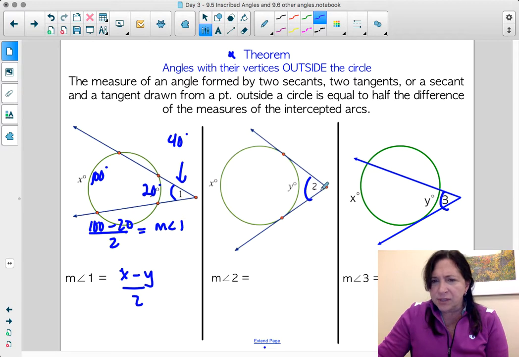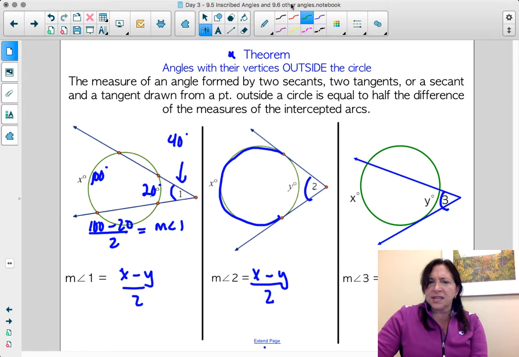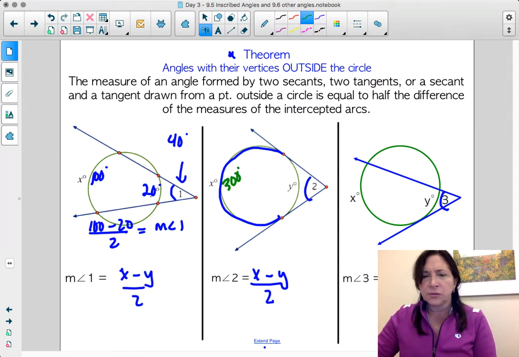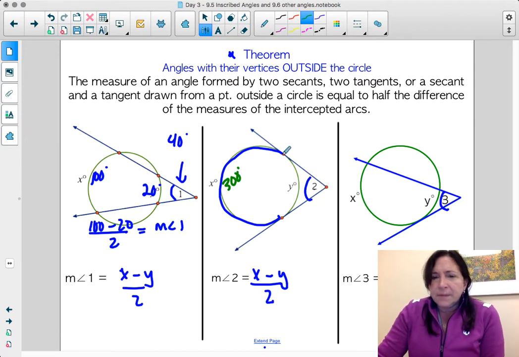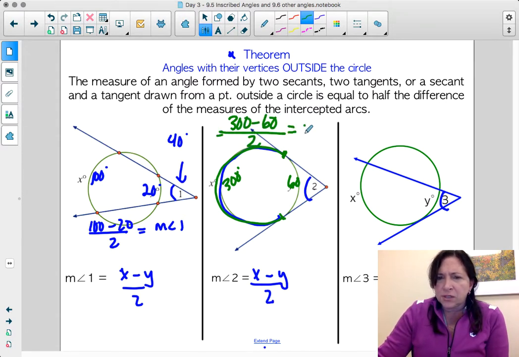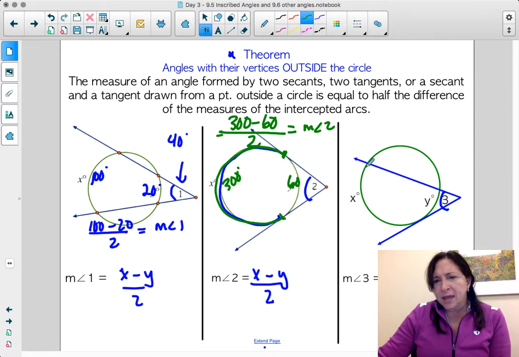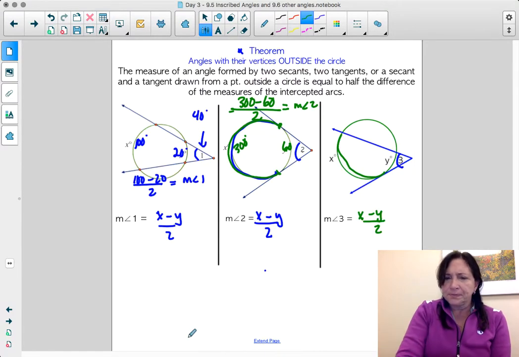Likewise, in order to find this outside angle, you're going to take this arc out here, which is x, subtract the inside arc, which is y, divide by 2. And for these kinds of problems, you're going to see examples like this is 300 degrees, find angle 2. That's all the information you're given. But you know that this is 300 degrees, and that means this is 60. So 300 minus 60 divided by 2 would equal the measure of angle 2. All right, and that's how you would find that. Lastly, with this one, 3, again, x minus y divided by 2 is equal to angle 3. So all three of those have the same formula.